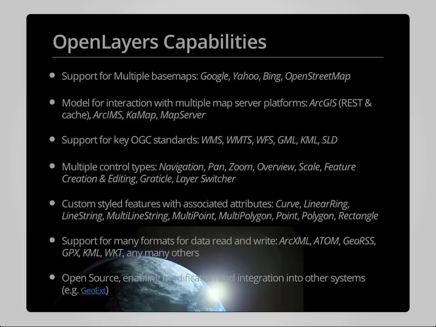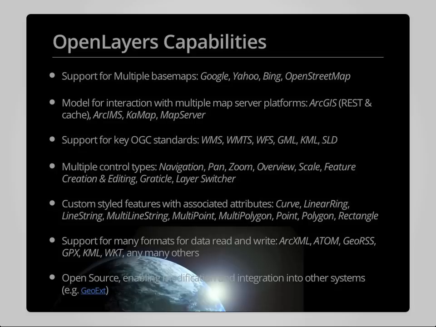KML files as a way to both bring geospatial data into OpenLayers and also as an export format that can be used to write out information that has been generated or captured within OpenLayers. WKT, or well-known text, as another standard-based representation of features and their attributes, and many other formats. This is just a sample of the many formats that are supported by OpenLayers in terms of being able to read and write data for use within the client.